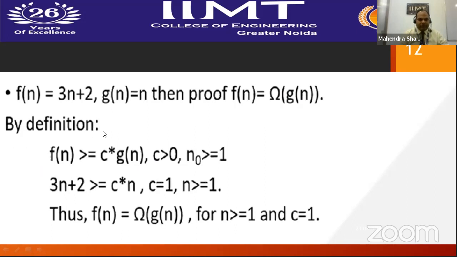So by definition, as we saw in the previous slide, f of n is greater than or equal to c multiplied by g of n, where c is greater than 0 and n0 is greater than or equal to 1. So let's check. 3n plus 2 is greater than or equal to c multiplied by n, where c is equal to 1 and n is greater than or equal to 1. So let's check with the help of calculation.